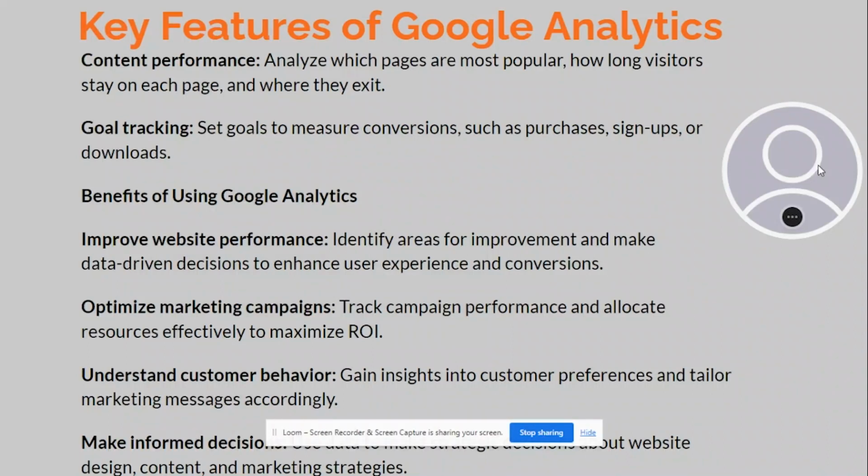The second benefit of using Google Analytics is that it gives you the ability to optimize your marketing campaigns. What this essentially means is that you are able to track the performance of the campaign and allocate resources effectively to obviously like maximize your return on investment. So with Google Analytics, because everything has a feature, you're able to track the performance of what is working and not working, and then you're now able to allocate the resource that you have to what is working, and then you can obviously like have a return on your investment from the money that you spent advertising.